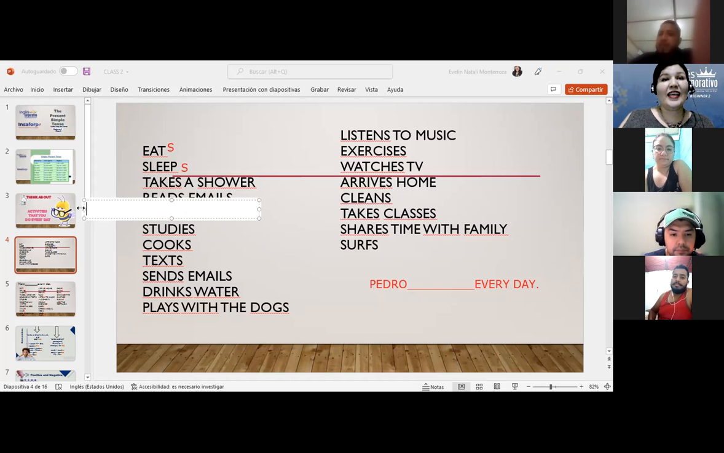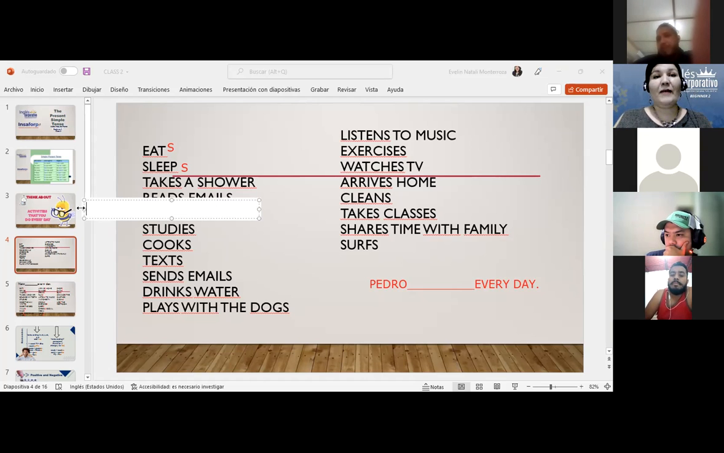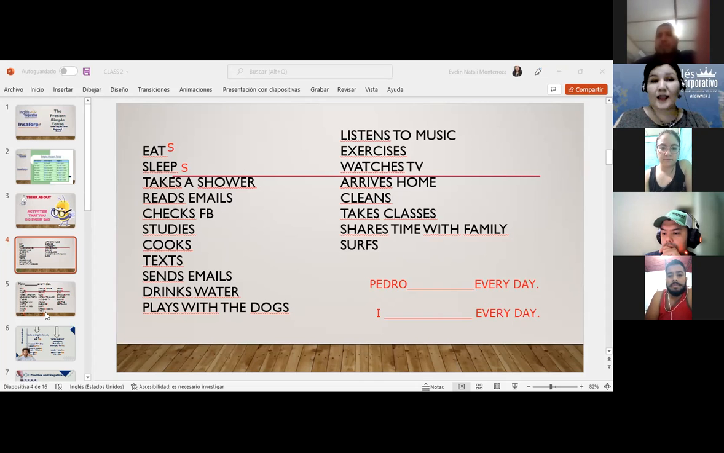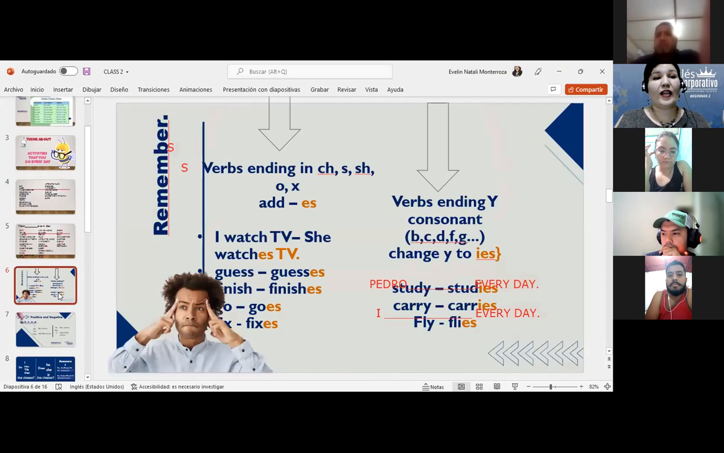So as you can see, it is not really complicated to use it, but we need to be sure that we are using the verb in the correct form. Because if I say, I every day, you are not going to change the verb. So you say, I listen to music. I exercise, I watch TV, right? You don't change the verb, only for he, she, or it. That is something that we need to keep in mind, that we change the verb only for he, she, or it.